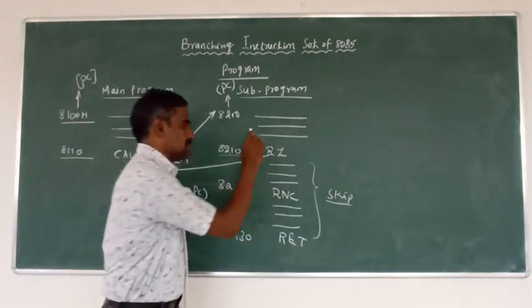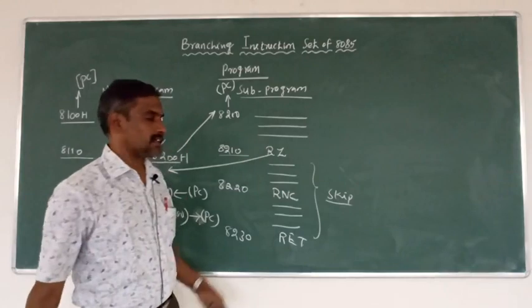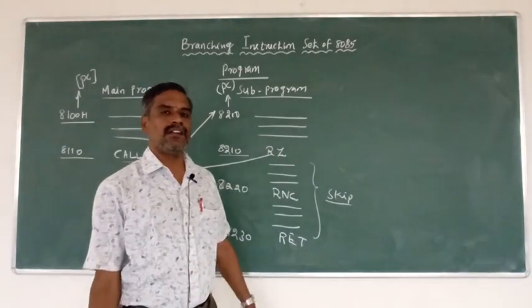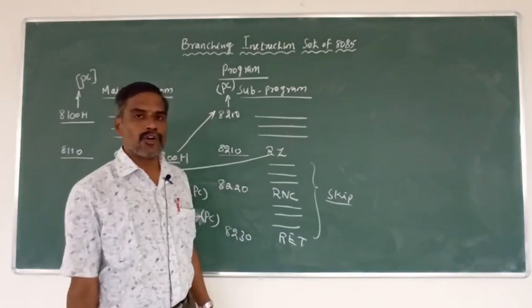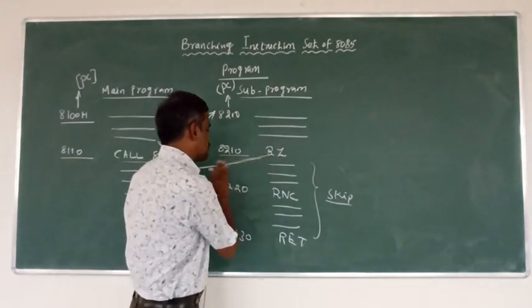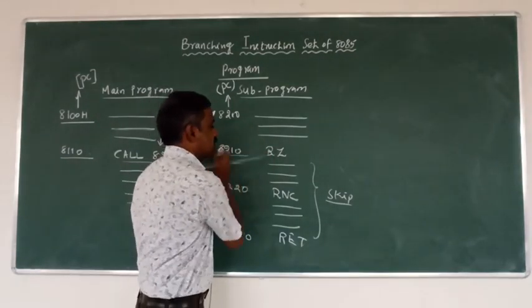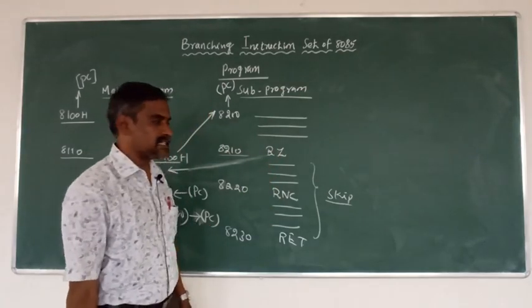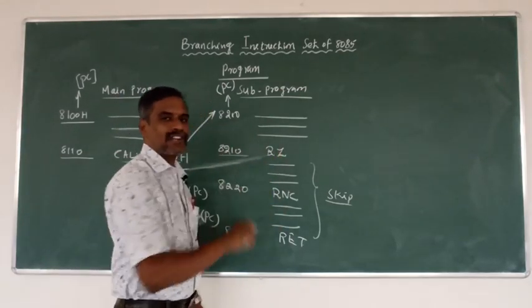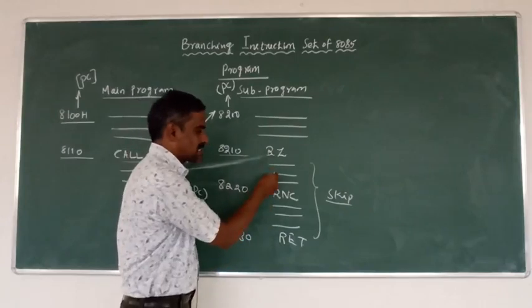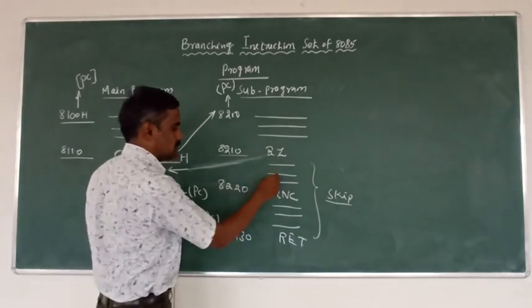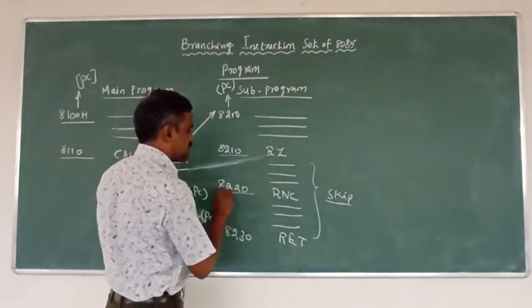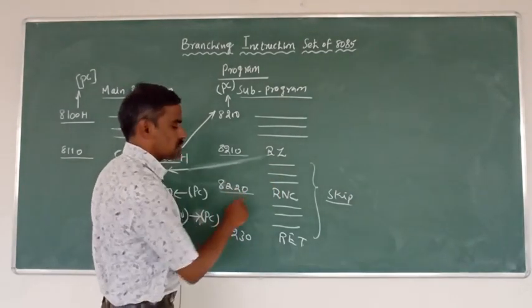Suppose this condition is unsatisfied. It will check the previous result, and the result is not 0. Result is not 0 means this condition will be unsatisfied. Unsatisfied, it will not return back to the main program. It will execute the next address.